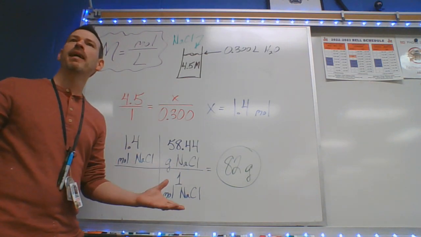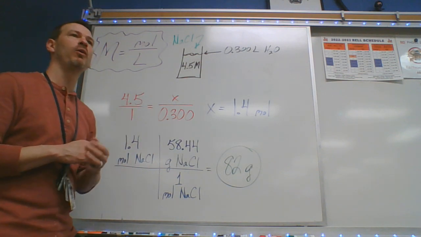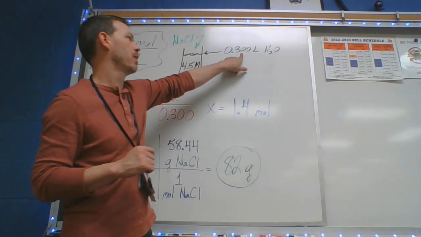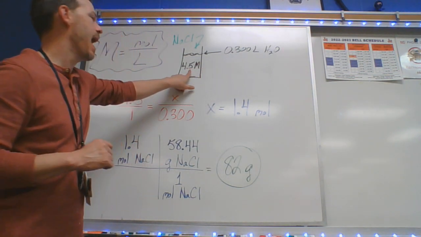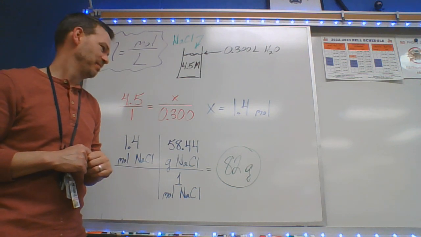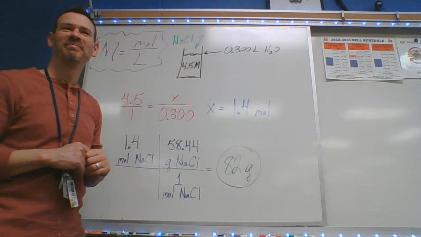And now you can make 4.5 molar salt water at home. Just add 82 grams of table salt to 0.3 liters of water, and that is the strength of your solution. That is a lot of salt. That's also a lot of water.